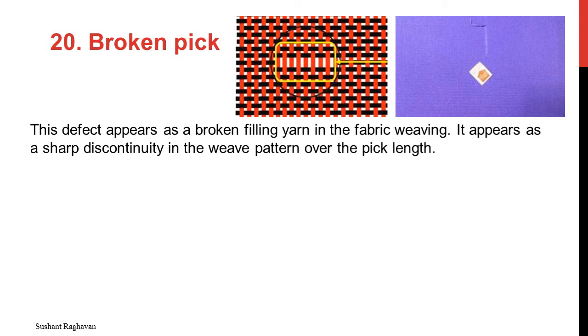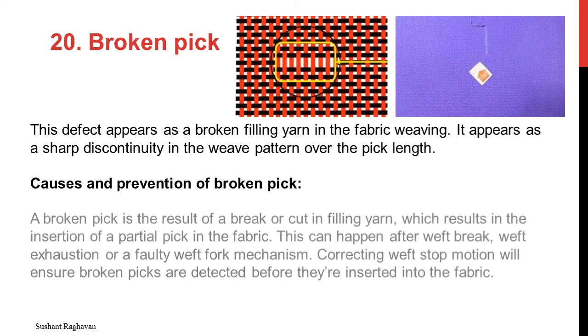Broken pick. This defect appears as a broken filling yarn in the fabric weaving. It appears as a sharp discontinuity in the weave pattern over the pick length. Causes and prevention of broken pick.